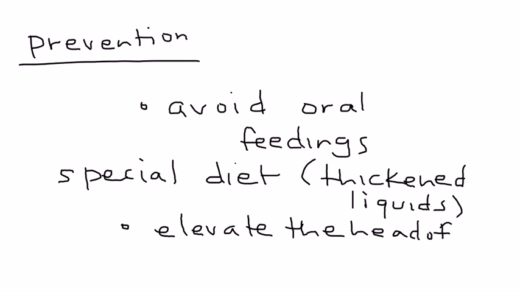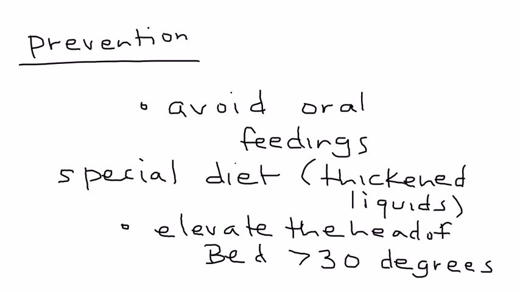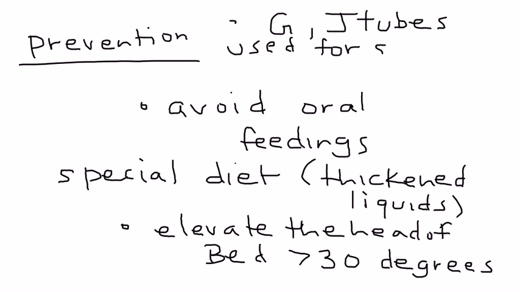Elevating the head of the bed to greater than 30 degrees has been proven to decrease the risk of aspiration pneumonia. One thing I wanted to mention is a lot of these patients have stomach tubes, either a G-tube in the gastric area or a J-tube into the jejunum. These tubes are used for severe dysphagia, meaning patients who are unable to swallow.